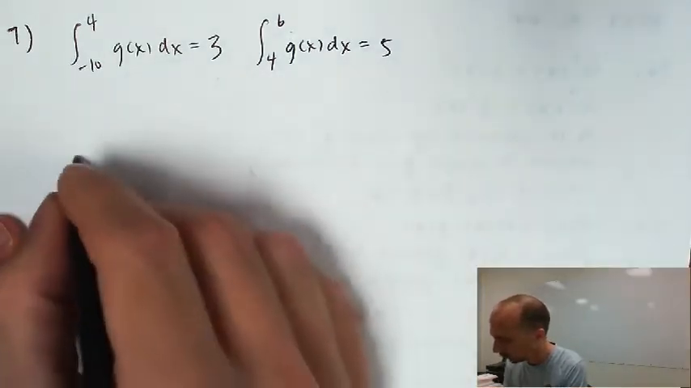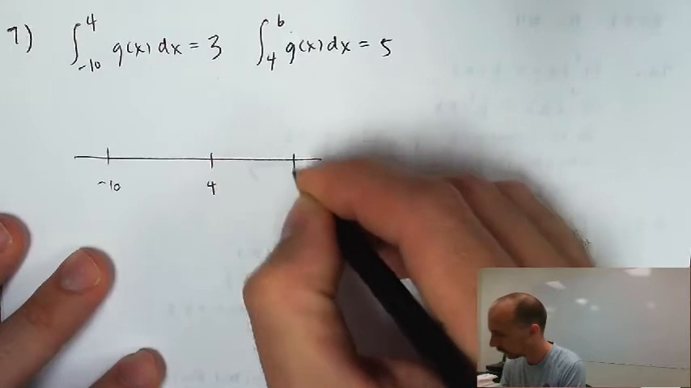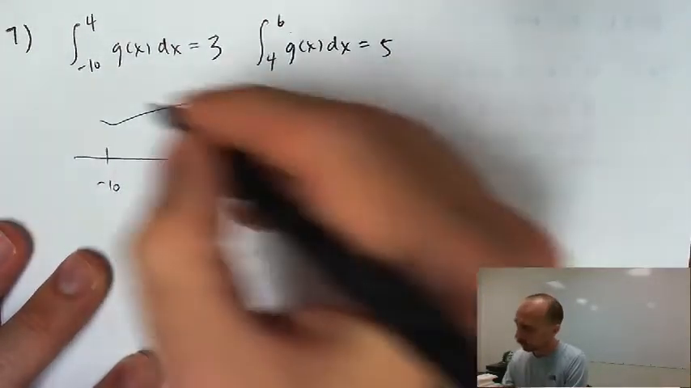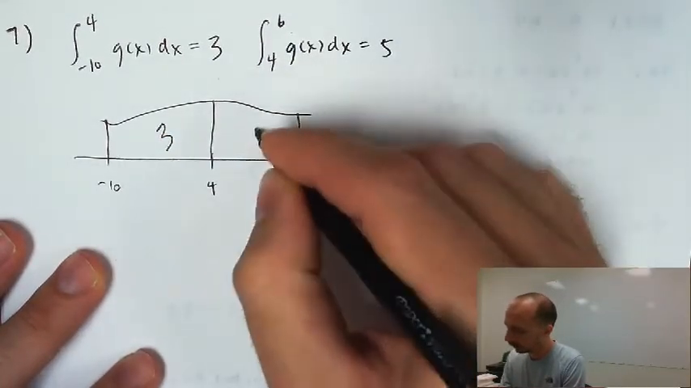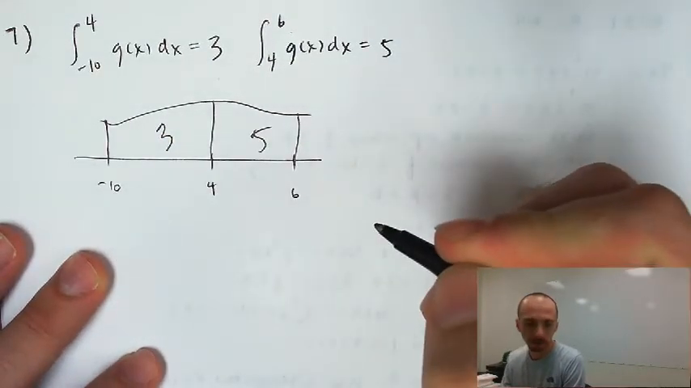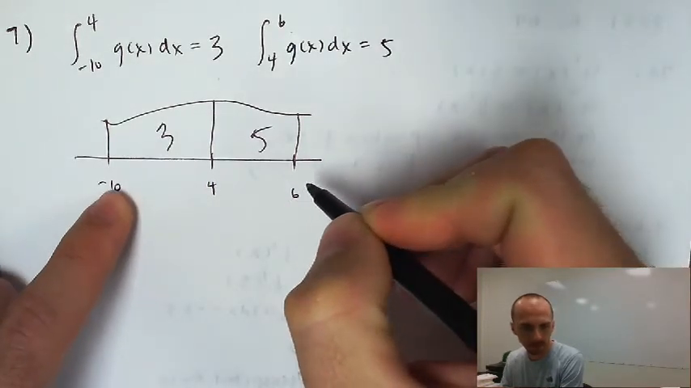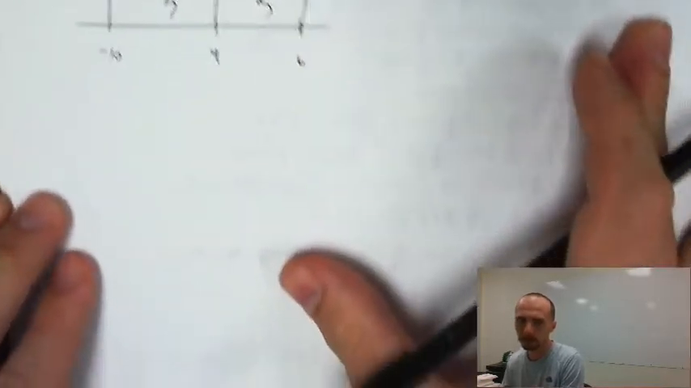Okay, we've got -10 here, we've got 4 here, and we've got 6 over here. What they're saying is that this piece has got to be +3, and this piece has got to be +5. I'm clearly not drawing to scale, but they want the integral from -10 to 6, so that's just going to be 8. It doesn't seem too good to be true.